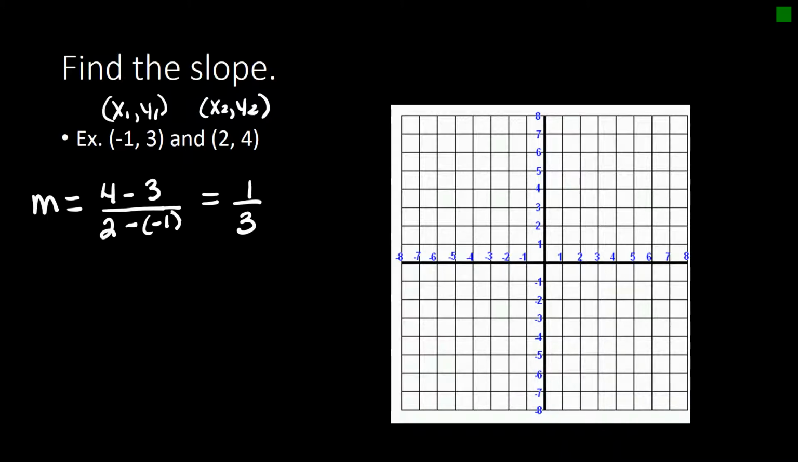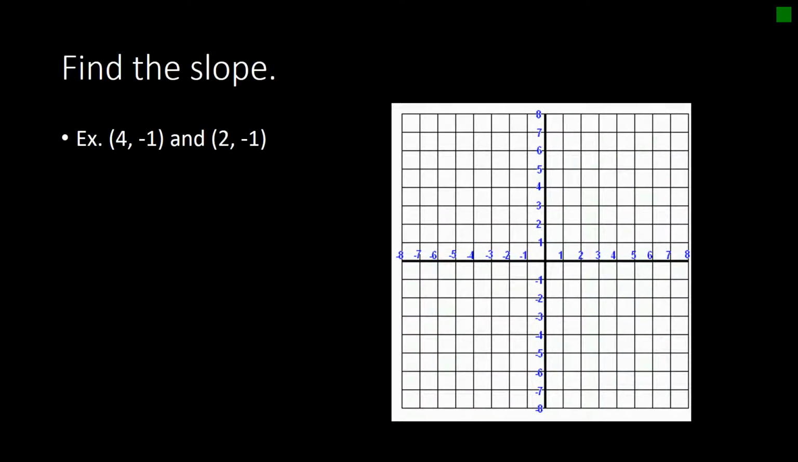If we plot this point, we can tell that yes, we do have a positive slope. We have negative 1, 3, which is here, and we have 2, 4, which is there. And yes, as we look from left to right, that line is steadily increasing. Let's look at another one.